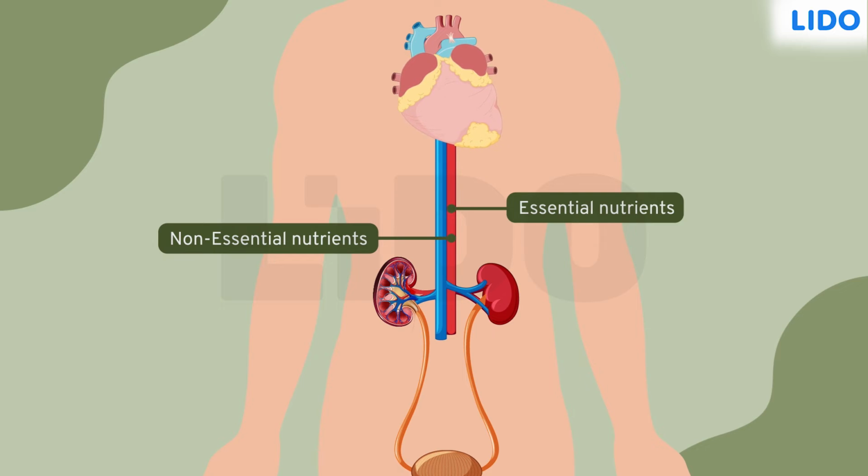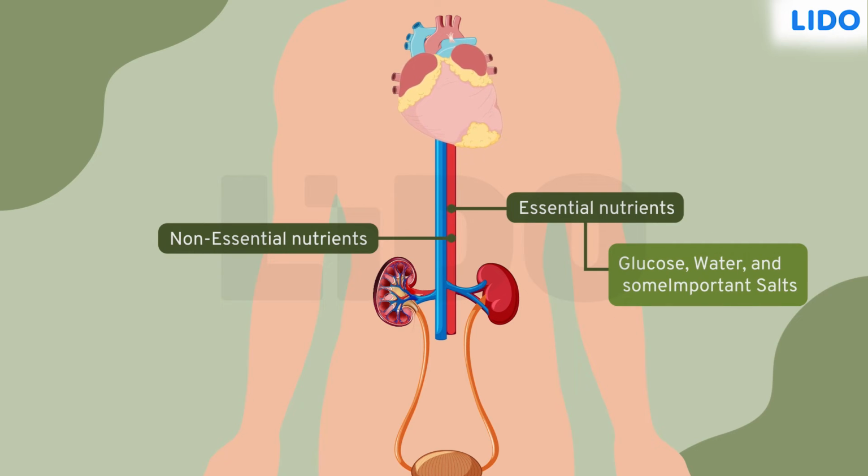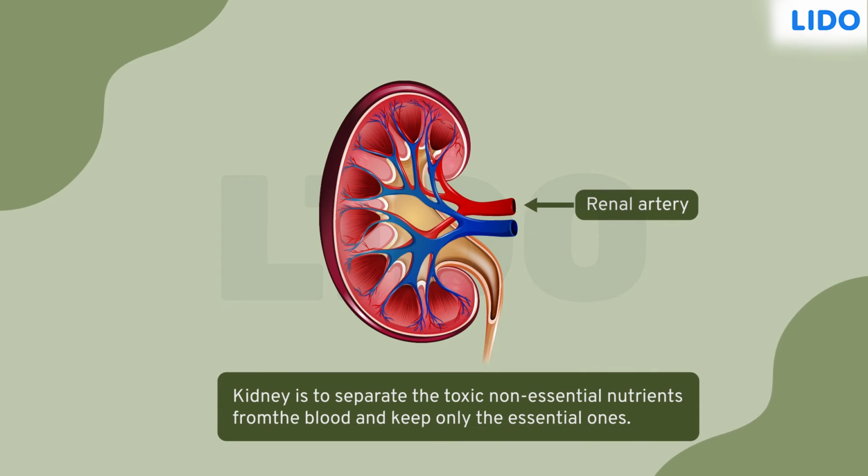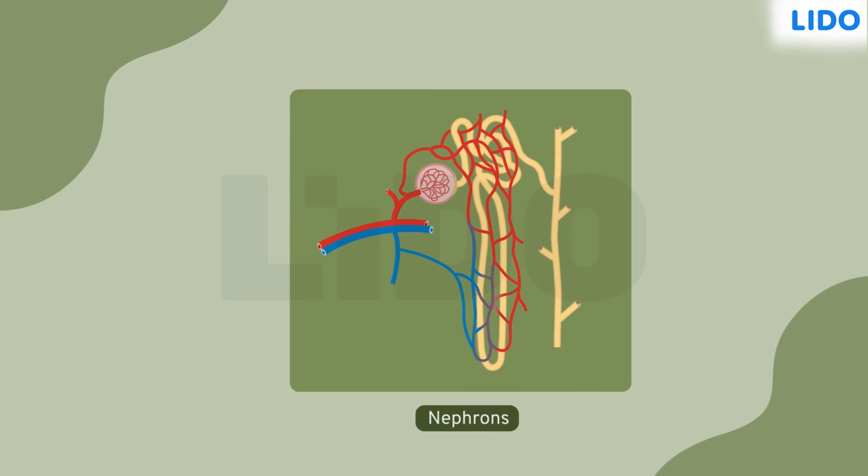Essential nutrients include glucose, water, and some important salts, whereas non-essential nutrients may comprise toxic metabolic wastes. The blood enters the kidney through the renal artery. The main function of the kidney is to separate the toxic, non-essential nutrients from the blood and keep only the essential ones. This is done by the nephrons.